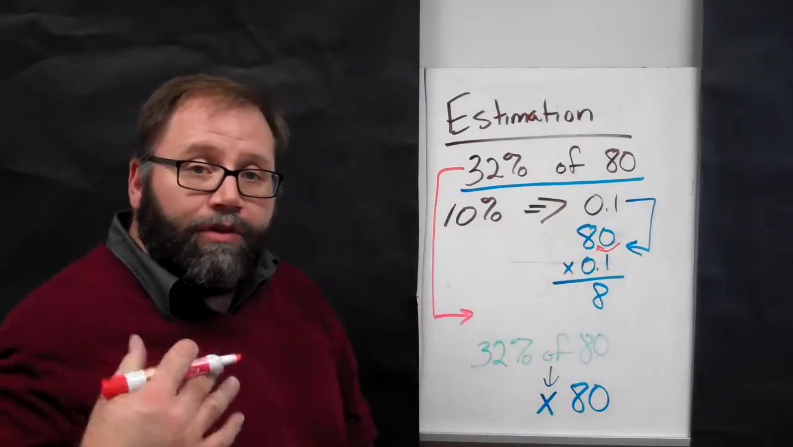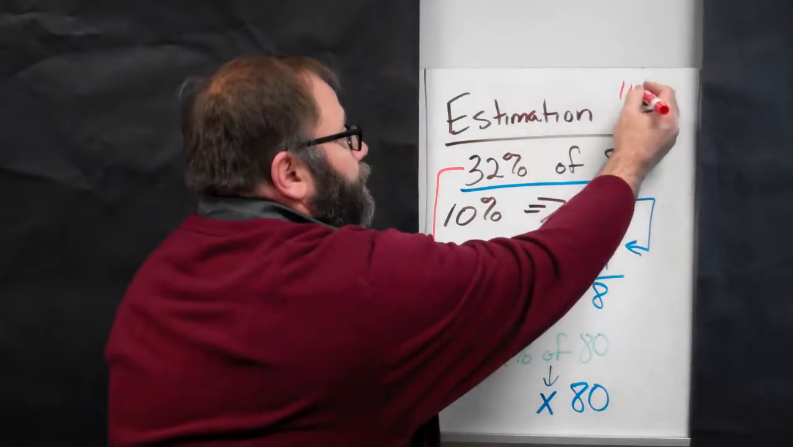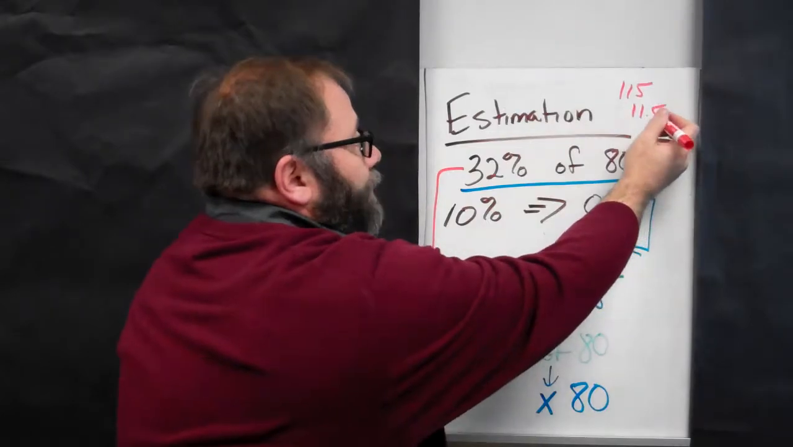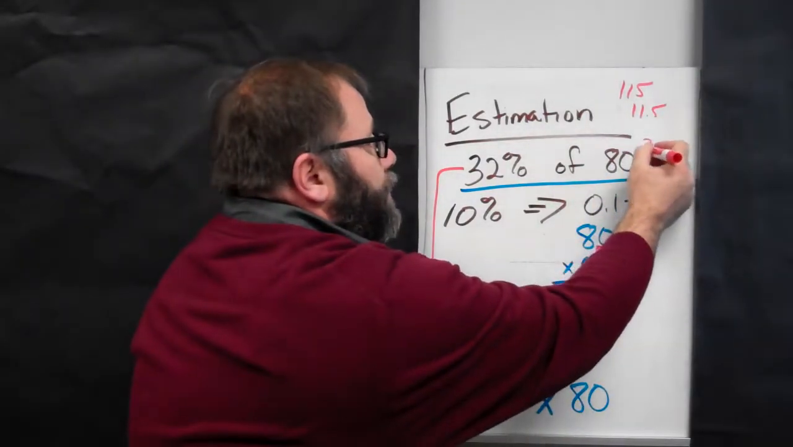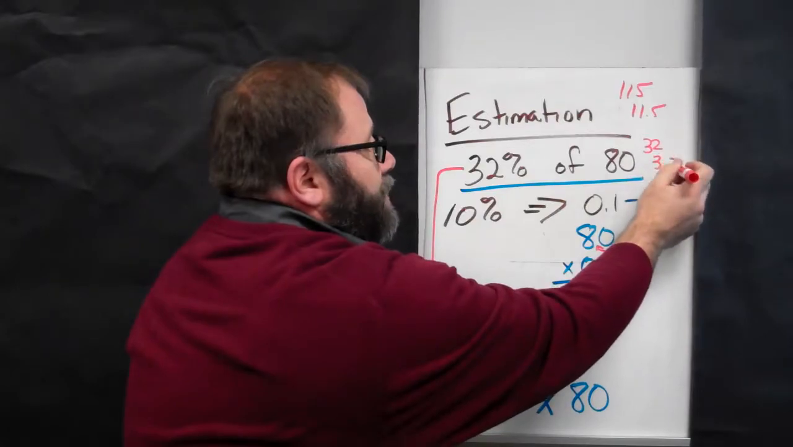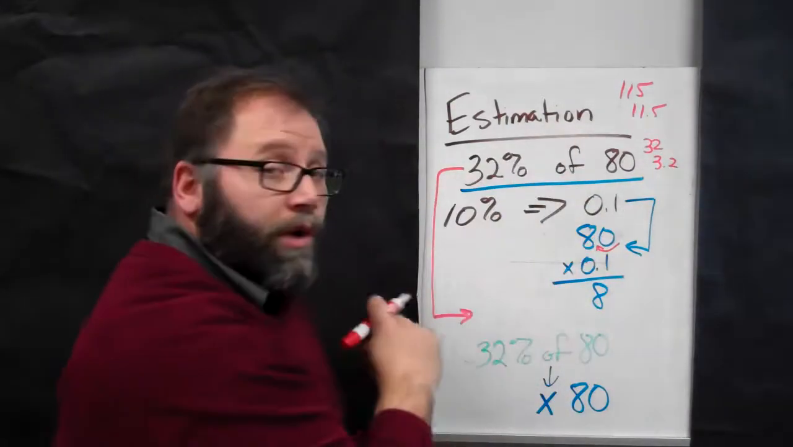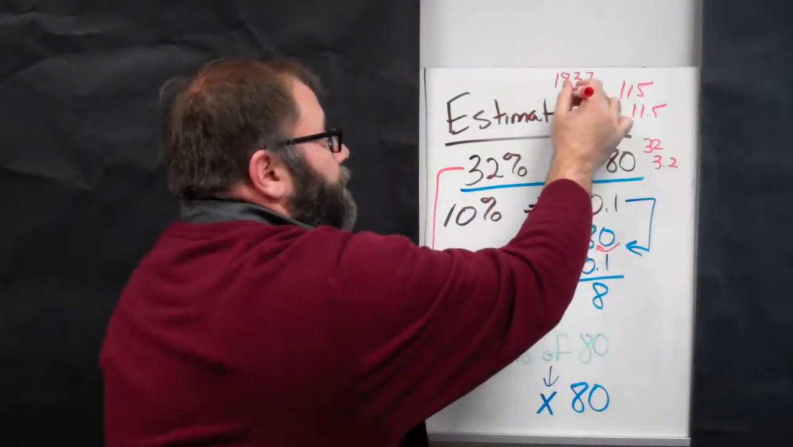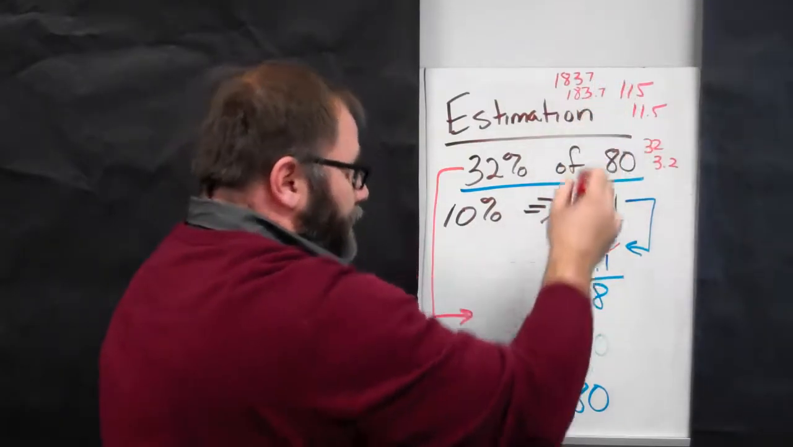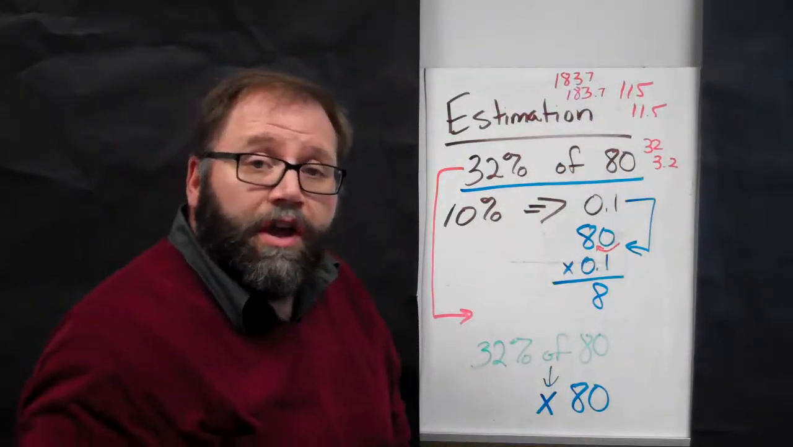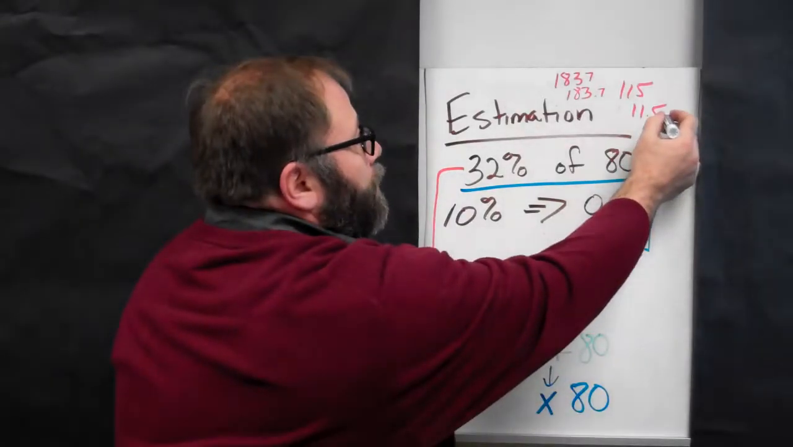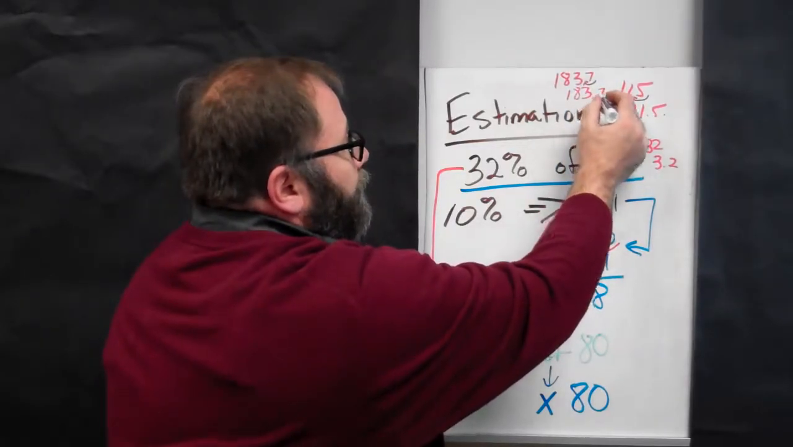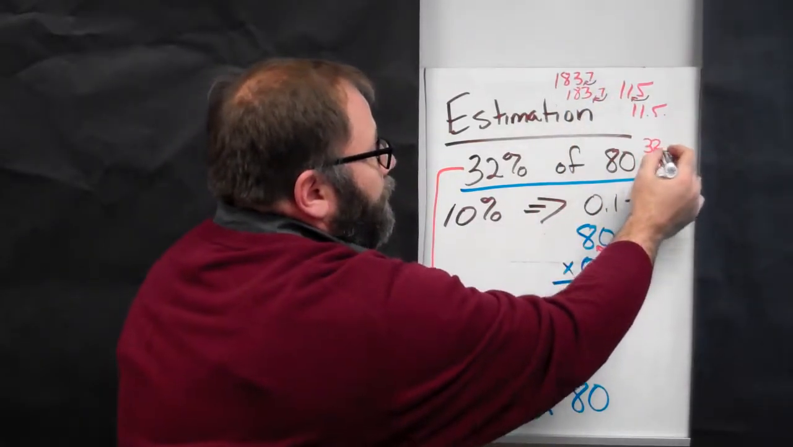So for any number that you know, let's say the number is 115, 10% of 115 is 11.5. 10% of 32 is 3.2. 10% of 1,837 is 183.7. And in all of those things, I know they're 10% simply by moving that decimal place one space to the left.